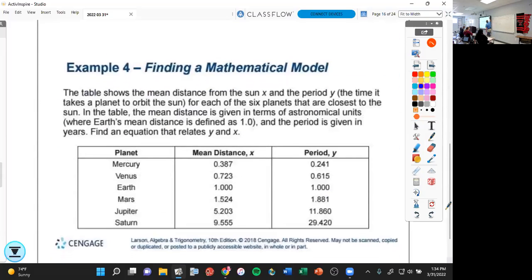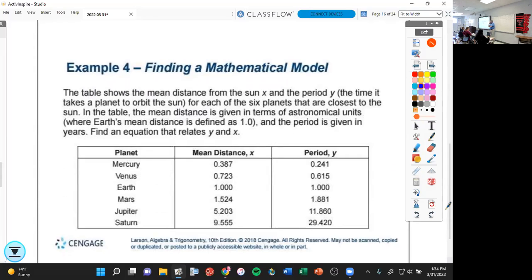Here's the problem. The table shows the mean distance from the sun, x, and the period, y, the time it takes the planet to orbit the sun, for each of the 6 planets that are closest to the sun. In the table, the mean distance is given in terms of astronomical units, where Earth's mean distance is defined as 1, and the period is given in years. Find an equation that relates y and x.